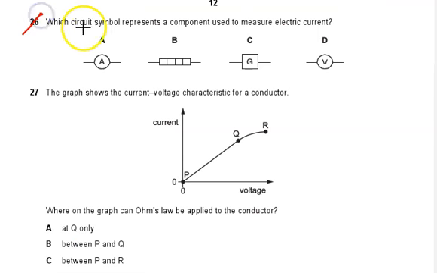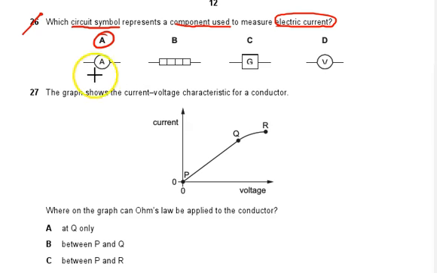Okay, 26. Which circuit symbol represents a component used to measure electric current? This is an ammeter. Okay, this is an ammeter. So should be A.